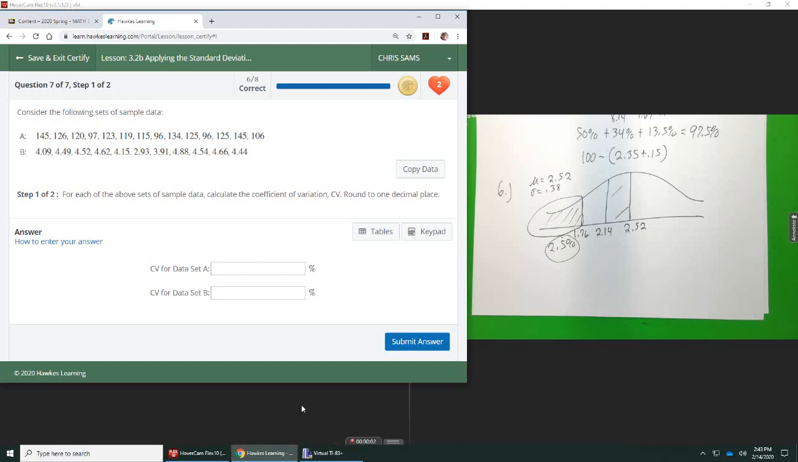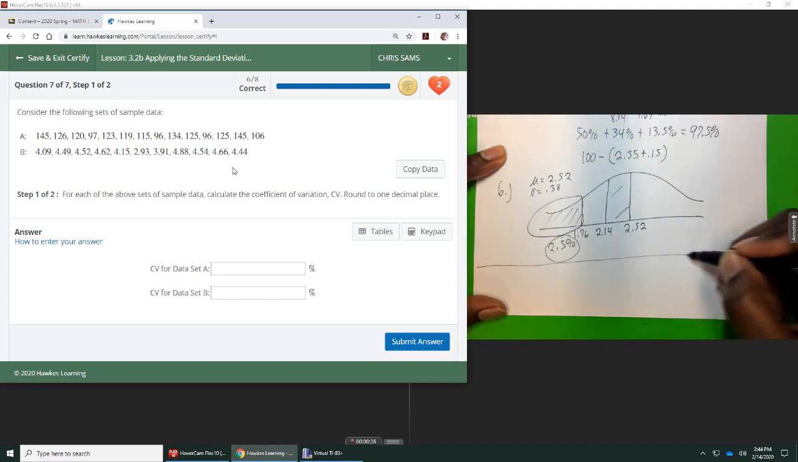Okay, so on this last one, we are given two sets of sample data, and we want to compute the coefficient of variation and round it to one decimal place. There's two steps. First we're going to find the two, and then I guess they're going to ask us which one is better. Okay, so we're going to go back to what we did in section 3.2a.